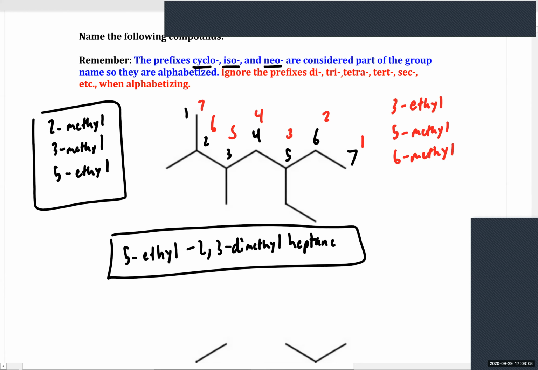Does this refresher example make sense? And remember, the reason why ethyl is first is because E goes before M. Does that make sense to everyone? Is everyone comfortable with this example?